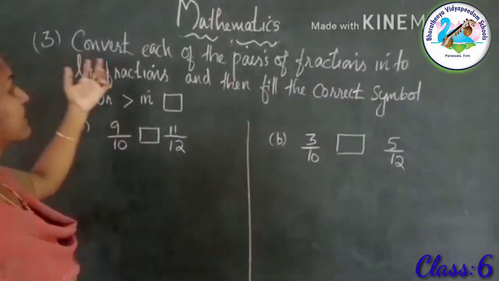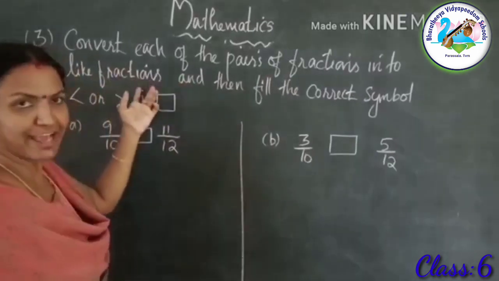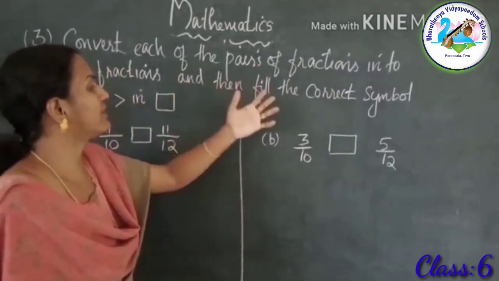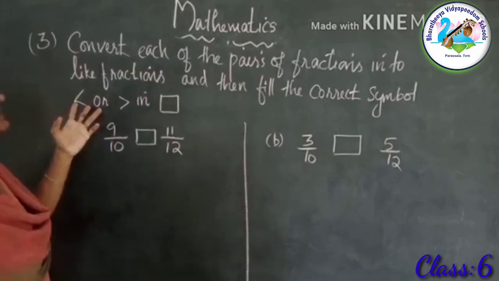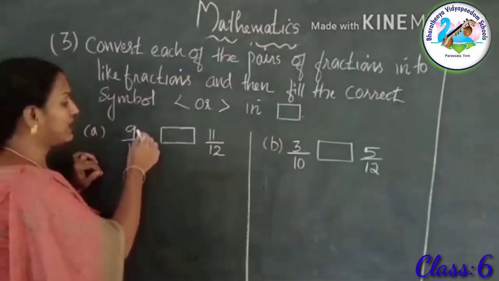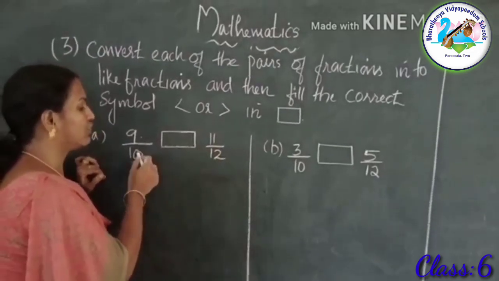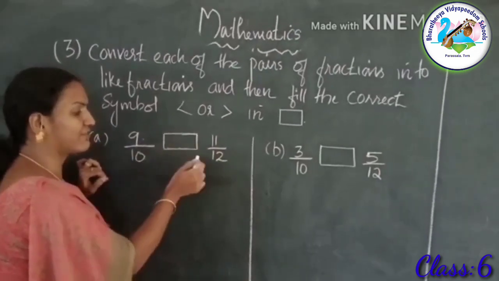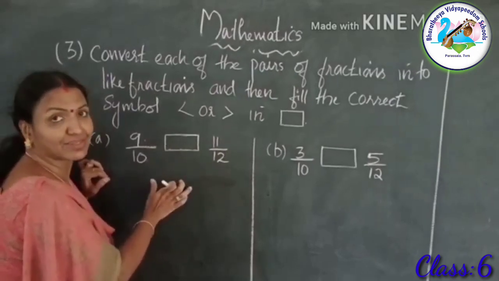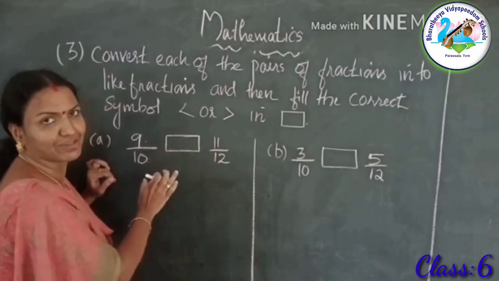Question number 3. Convert each of the pairs of fractions into like fractions and then fill the correct symbol, less than or greater than, in the boxes. 3. 9 by 10 and 11 by 12. Here the denominators of these fractions are different. These are unlike fractions. First, convert these fractions into equivalent like fractions.